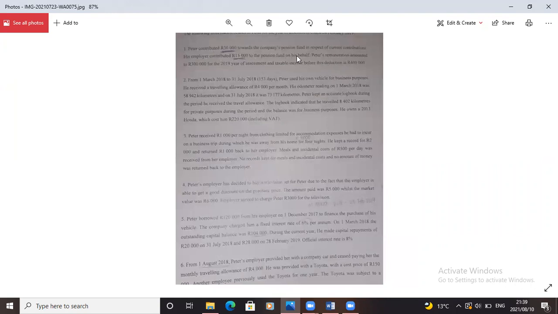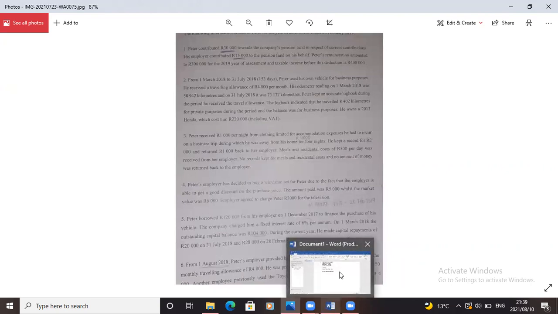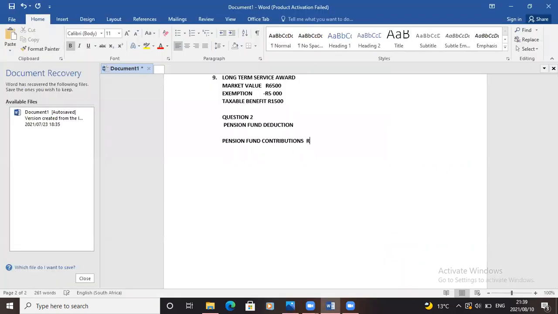Peter contributed 30,000 to a pension fund. In respect of current contributions, the employer contributed 15,000. So in total, it's 45,000 contributed for him. That's the first step, to get the total contributions that were made to a pension fund. Then you can determine the deduction.